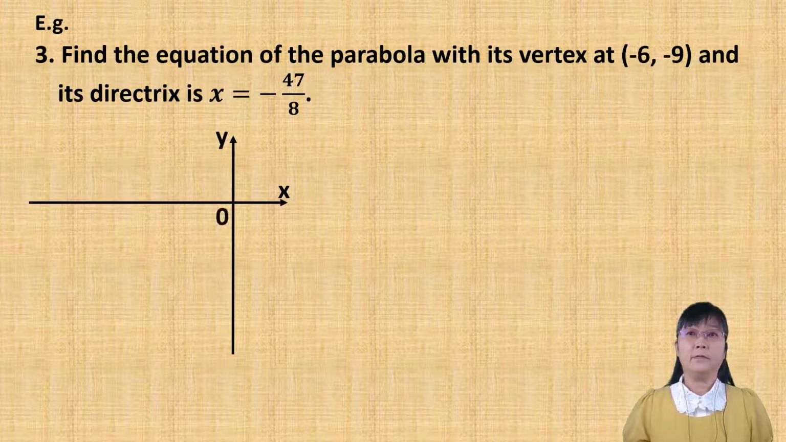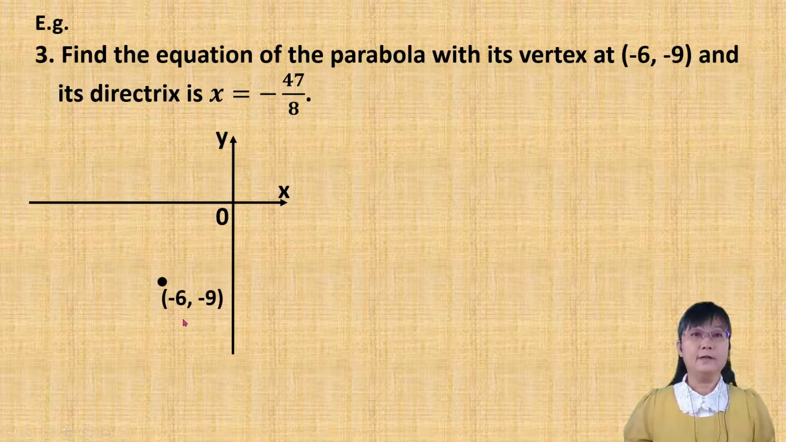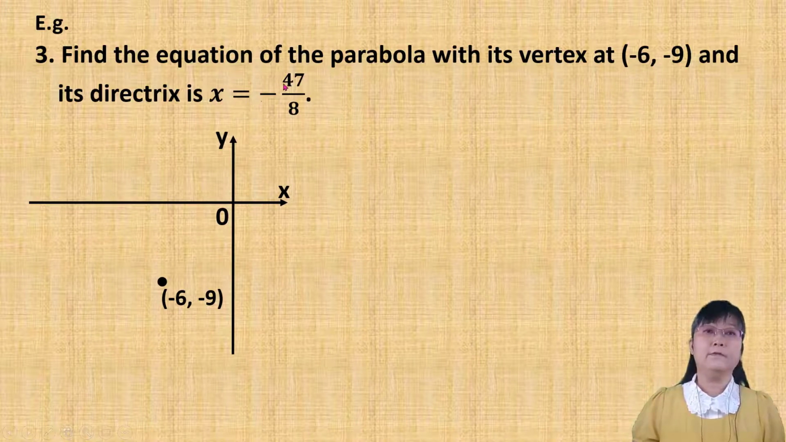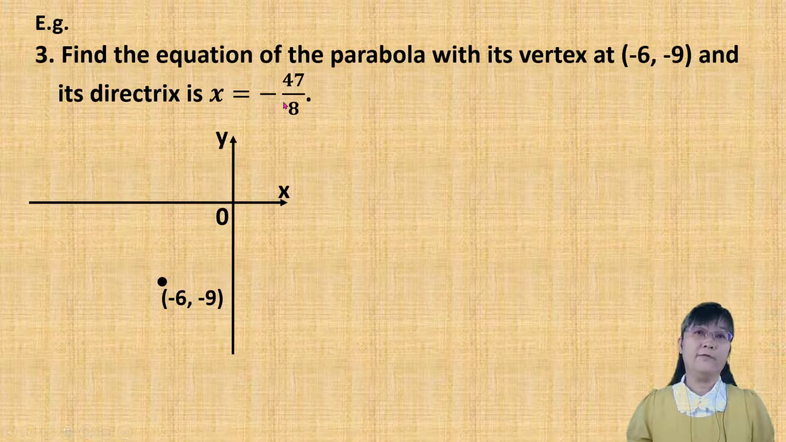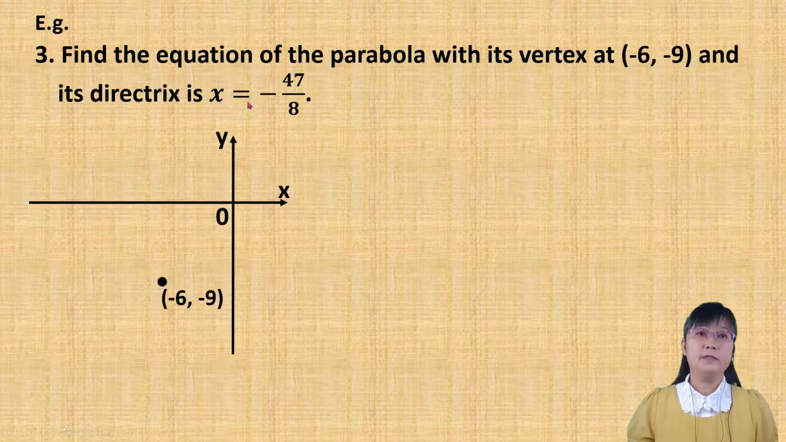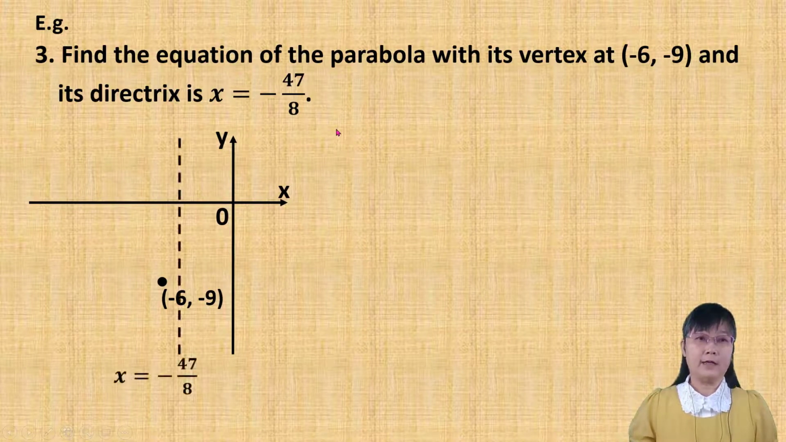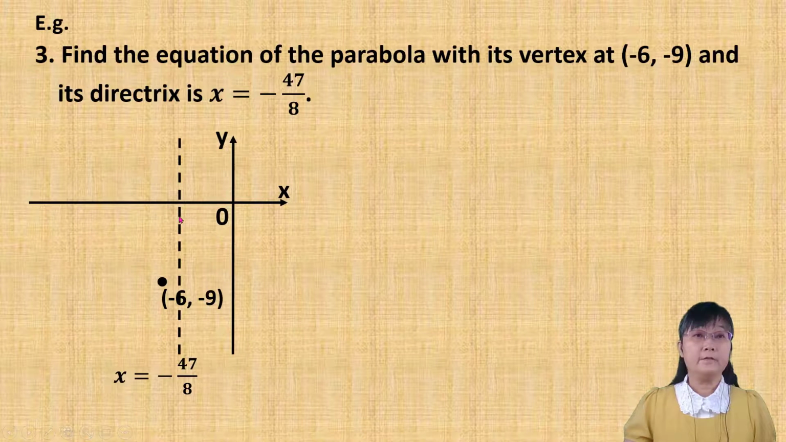So first I plot the vertex, that is (-6, -9). Then the directrix is x equals -47/8. -47/8 is approximately -5 point something, and the equation is x equals that, which means this is a vertical straight line that passes through the point -47/8.